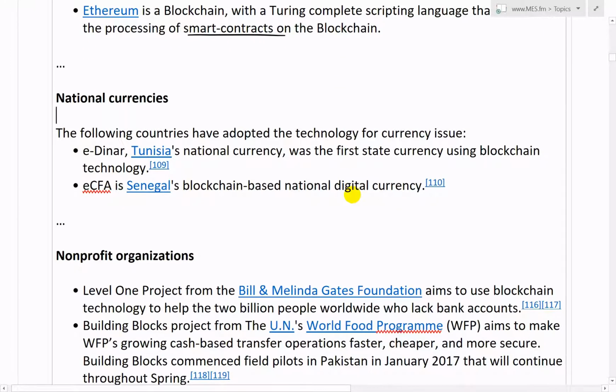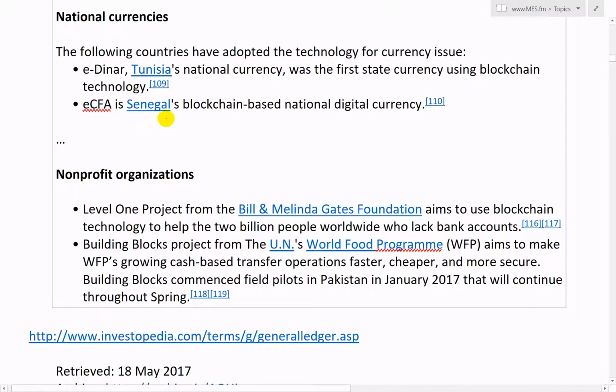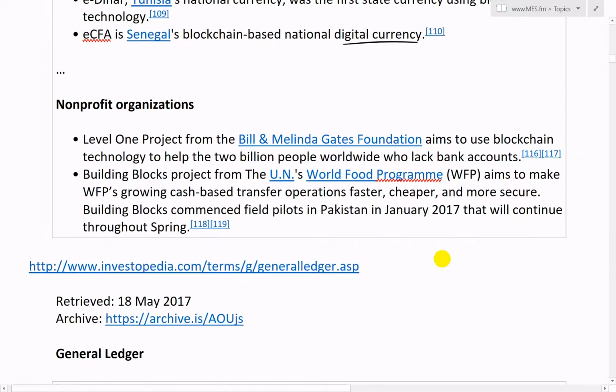So also go further. National currencies. The following countries have adopted the technology for a currency issue. Dinar, Tunisia's national currency, was the first state currency using blockchain technology. ECFA is Senegal's blockchain-based national digital currency. So expect that to come to your local country soon.